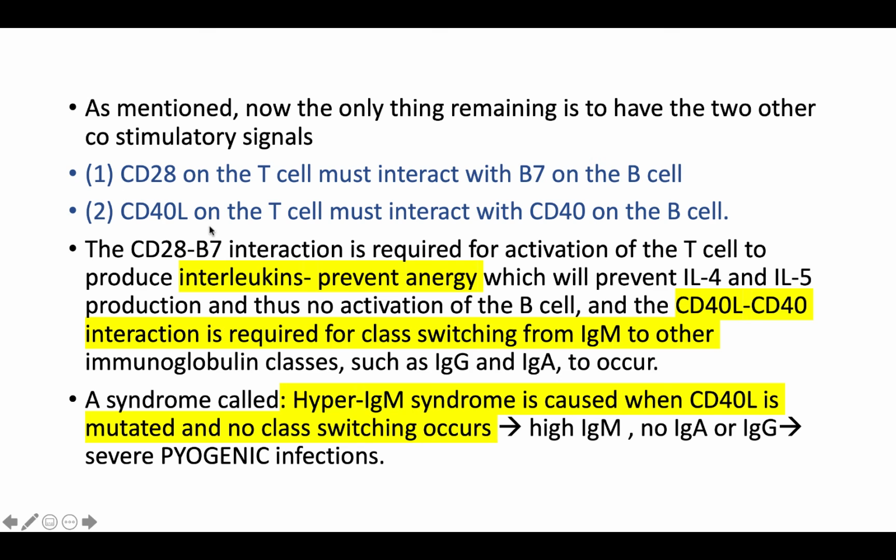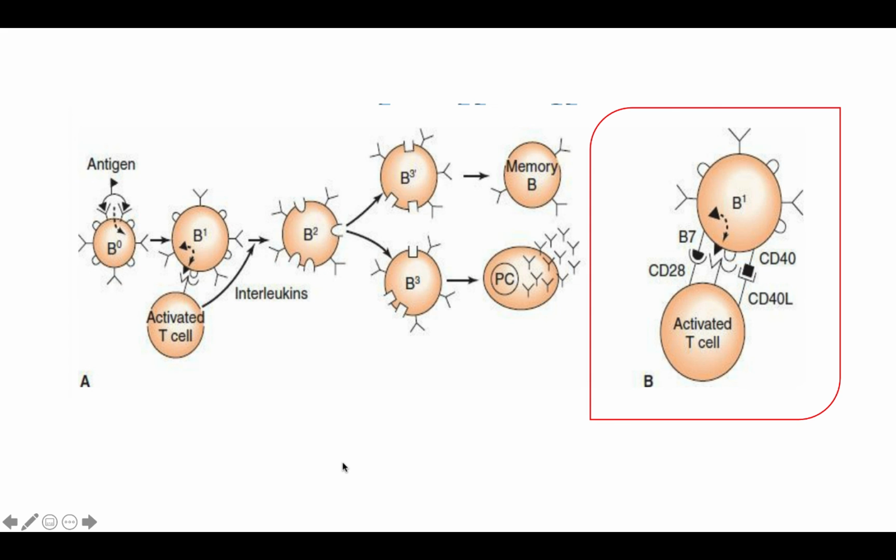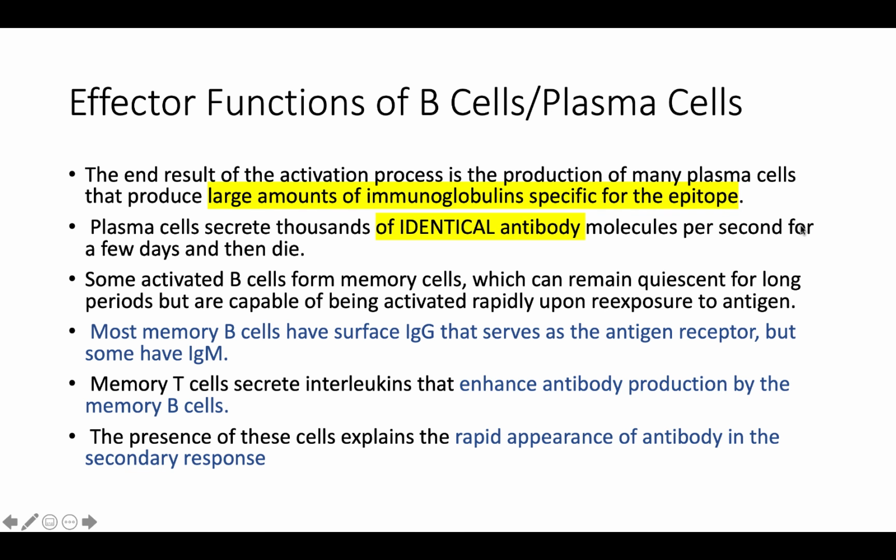Now I need the two similar signals, the CD40 ligand on the T cell with CD40 on the B cell, and CD28 on the T cell with B7 on the B cell. So this will prevent allergy, and this is also required to class switch. So there's a syndrome called hyper IgM syndrome. If they don't have CD40 ligand, they cannot class switch, and they always have IgM and no other antibodies, and they have severe pyogenic infections as well. And this is what we covered just now.